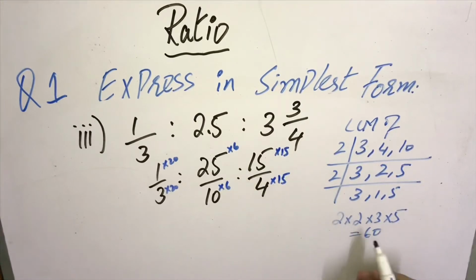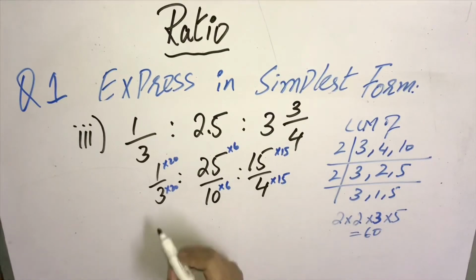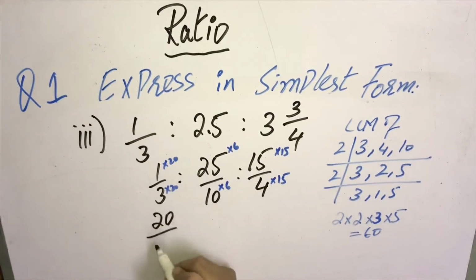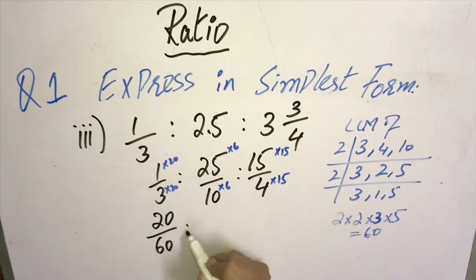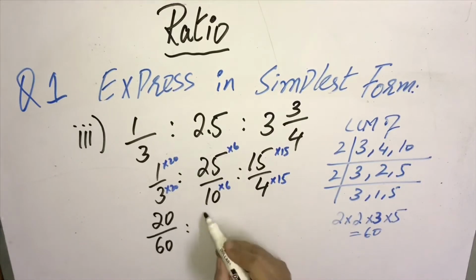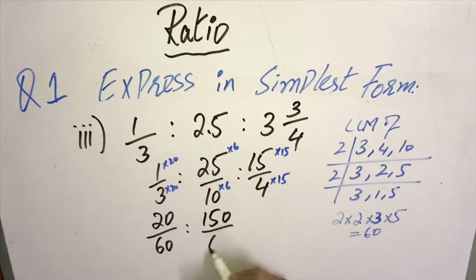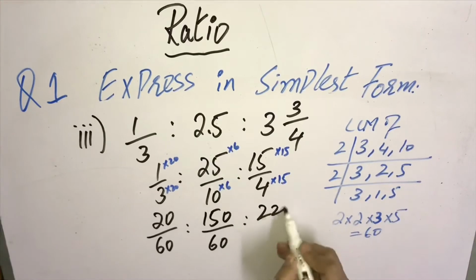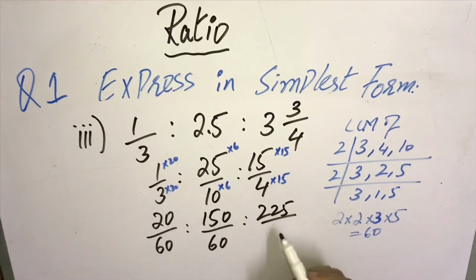Another way to find this: 3 will be multiplied with 2, 2 and 5. 2 multiply 2 is 4, 5 fours are 20. This 10, 5 twos are 10, will be multiplied with 6, and this 15 will be multiplied with 4, or 4 will be multiplied with 15. The new fractions will be 20 over 60, 150 over 60 and 225 over 60.